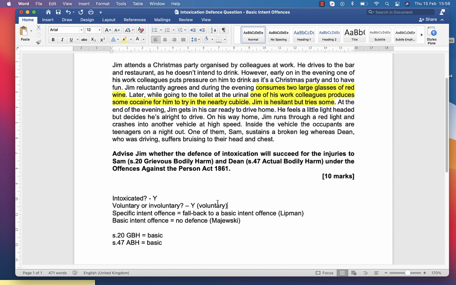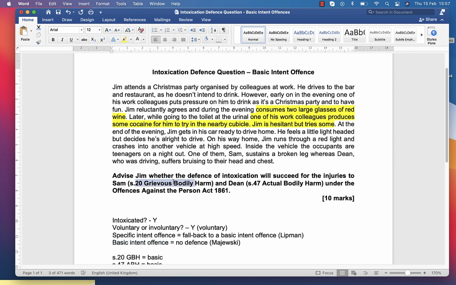But for this question, we're dealing with basic intent offences, as I've made quite clear, because it's only a 10 marker. A 30 marker, you'd have to work this all out yourself. Because the offences of Section 20 GBH and Section 47 ABH, if you look at the mens rea, they can be committed subjectively recklessly. Subjective, remember, means that for the person to be liable, the prosecution needs to prove that Jim knew that he was taking an unjustified risk, but went ahead anyway.